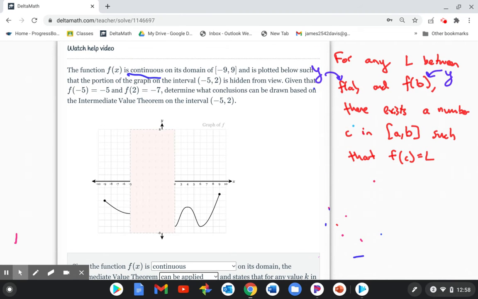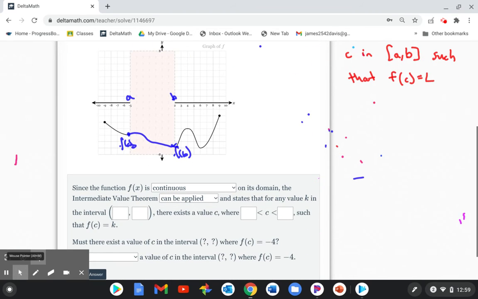Okay, so now we've got this interval, -5 to 2. So this might be connected in some way like this, maybe. We don't know. But it is connected, and we know it is continuous. Given that f of -5 is -5, so again, this is an x value, this is a y. So here's our a, our b, this is our f of a, f of b.